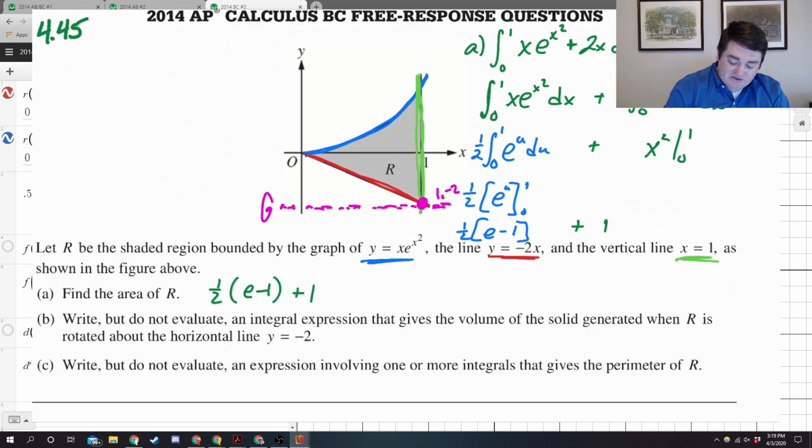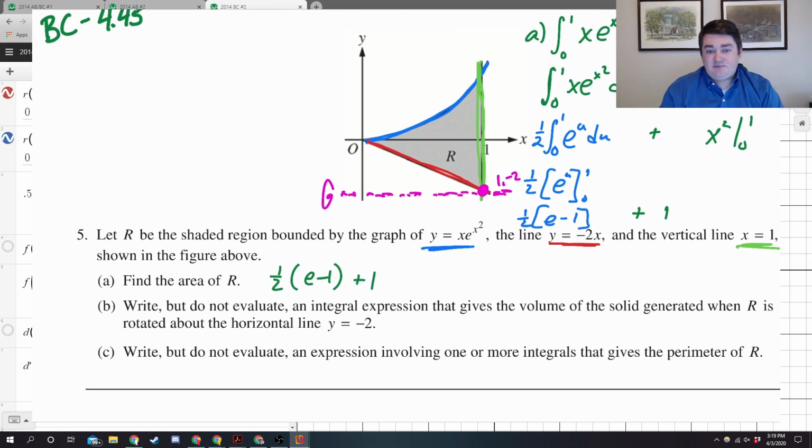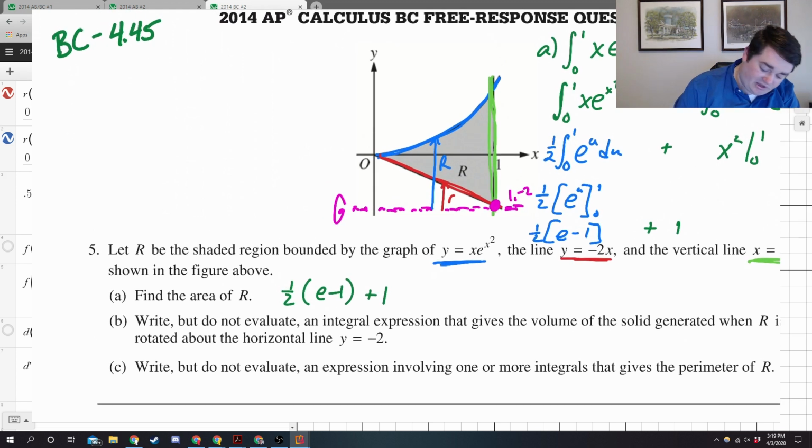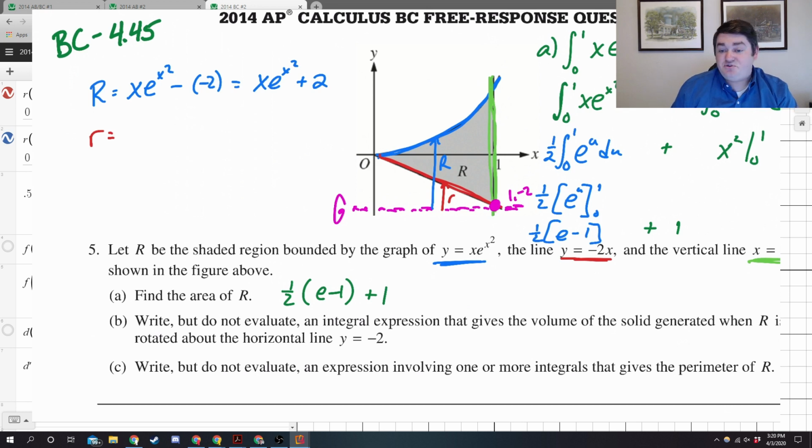So what I need to know is, this is going to be a washer problem. I've got this empty space here that I'm traveling through, so this is a washer volume. So I need my big R and little r. Big R would be this distance right here. Little r would be this distance right here. Finding these distances with top minus bottom is the most consistent way. Big R is the distance between x e to the x squared and -2. So that's x e to the x squared minus -2. Little r is the distance between -2x and -2. -2x minus -2.